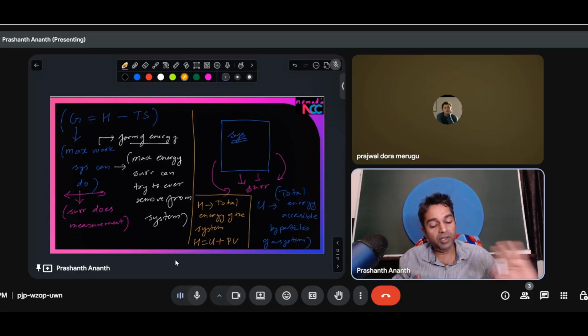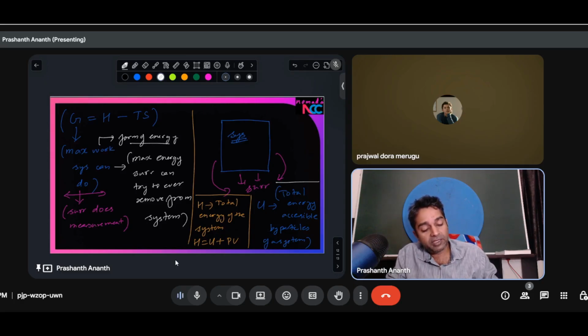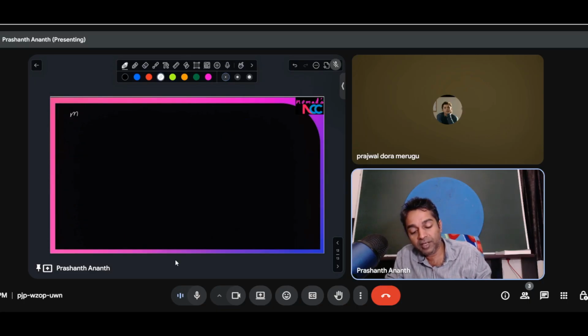U is going to be the amount of energy which is accessible to the particles of the system, where we are not counting the energy of the system's molecules investing into the space they are occupying. So if this is the case, let us now try to understand what is going to be the maximum energy the surroundings can extract from the system.